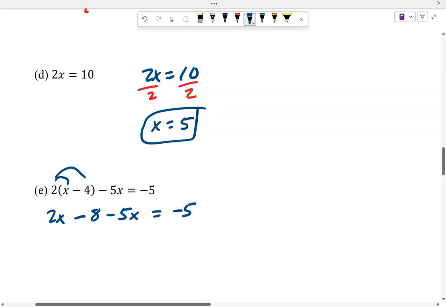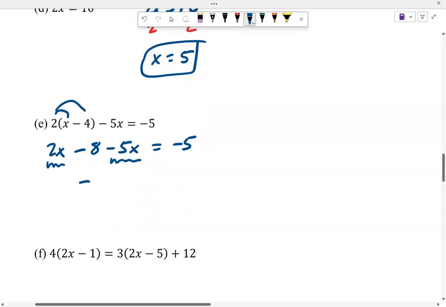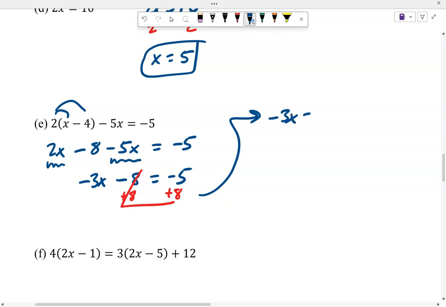Now I look, do I have any like terms? Sure enough, I got 2x minus 5x. So 2 minus 5 gives us negative 3x. I still got the minus 8 on that side. Now into the party situation. Let's get rid of that minus 8. So I've got negative 3x equals negative 5 plus 8.